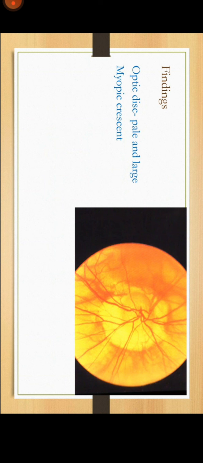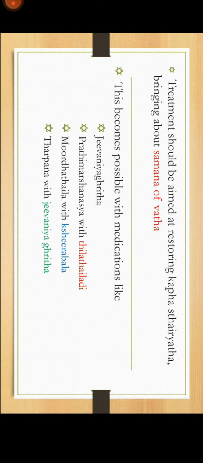What happens? The findings: while looking through the fundus, we can see the optic disc become pale and large. Myopic crescent can be seen. Myopic crescent is mainly due to the stretching of the retina; there will be semicircular, that means crescent-shaped, degenerative changes due to the stretching of the retina. The treatment should be aimed in this situation, that means the stage of progression.